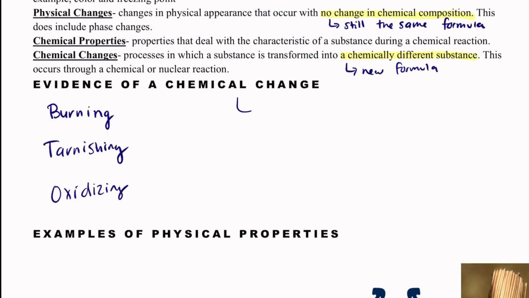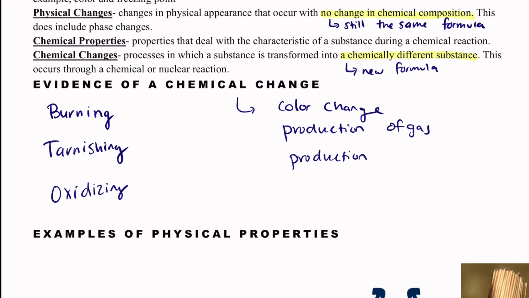Now, evidence might be like a color change. Production of gas. Production of solid. Smell change. There's a lot of things here, but just because we produce a gas, for example, that does not mean that it's for sure a chemical reaction or a chemical change, because when I boil water, that produces a gas, but it's still water vapor. It didn't change the formula. So we've got to be careful.